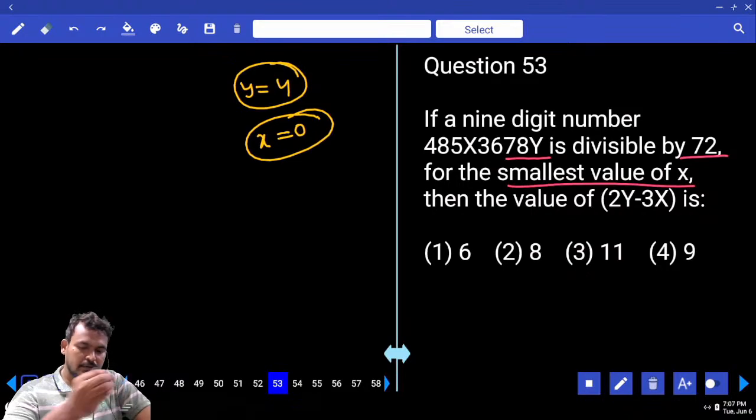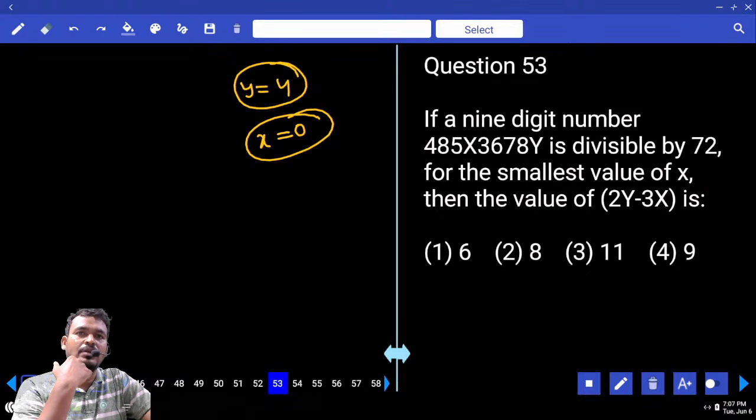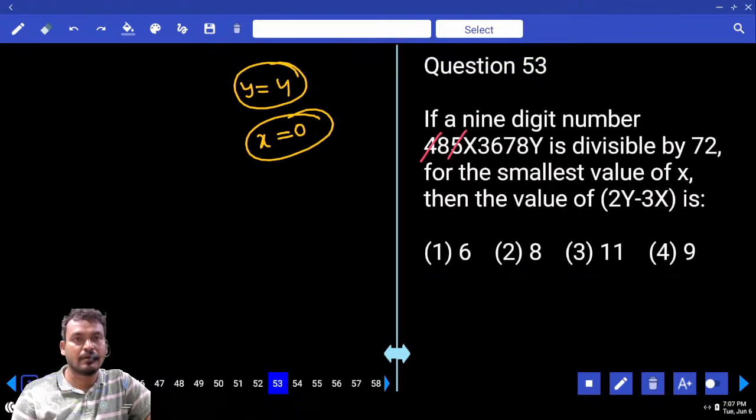Okay, suppose if x value 0 is not possible, then take 1 first. Already we checked the divisibility rule of 8. Again we check the divisibility rule of 9. The sum of the digits must be divisible by 9. 4 plus 8, 12. Or 4 plus 5, 9, cancel. 3 plus 6, 9, cancel. 8 plus 7, 15. Plus 8, 23. 23 plus 4, 27. Means x must be 0.